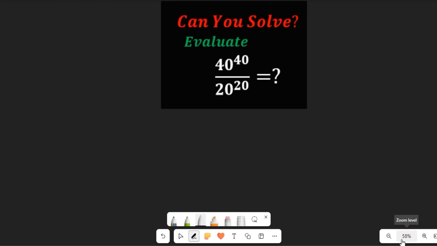Can you solve this? Let's learn how to evaluate 40 to the power of 40 divided by 20 to the power of 20 simply using the laws of indices.